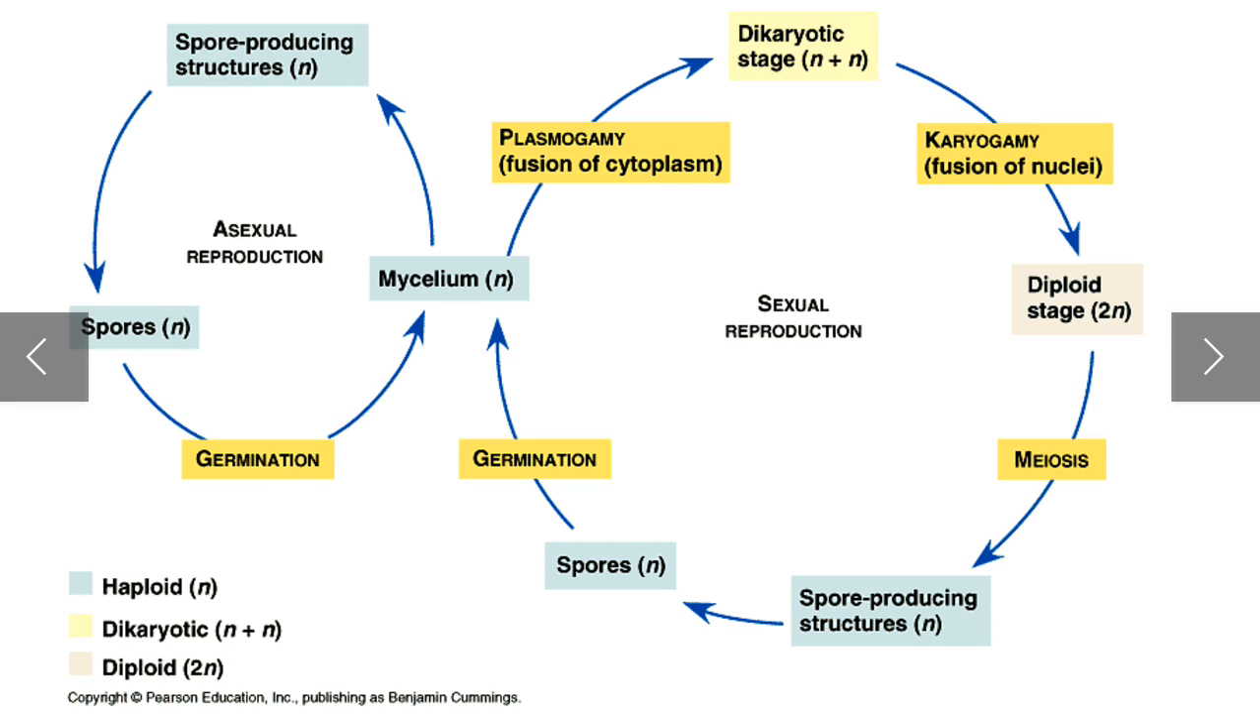You can see here asexual reproduction and sexual reproduction. In asexual reproduction, only spore structure formation occurs, then mycelium structure is produced, and after production, germination of spores.